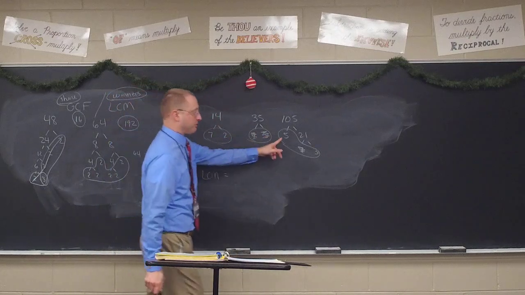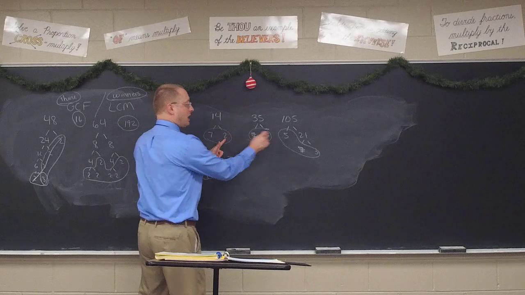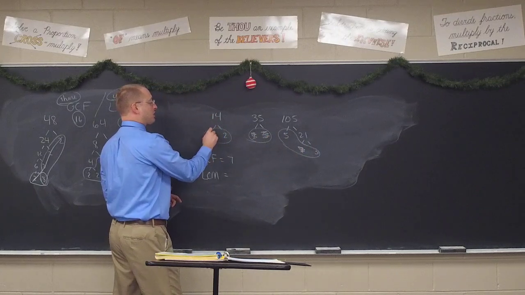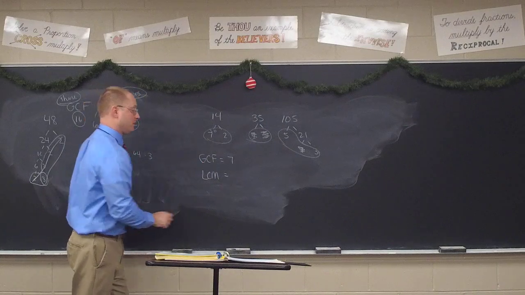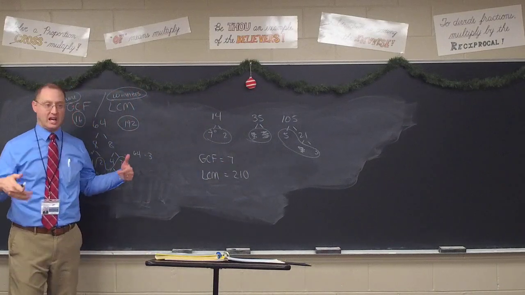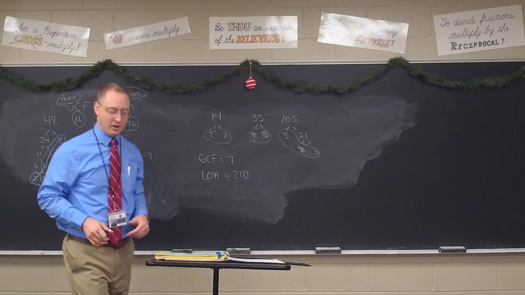7 times 2 times 5 times 3. Let's start, class, with 2 times 5, 10 times 3, 30, and then multiply the 30 times the 7. 210. 210, and there's our LCM. We remember doing this now that we've gone over it again. Been a little while since we've done it.